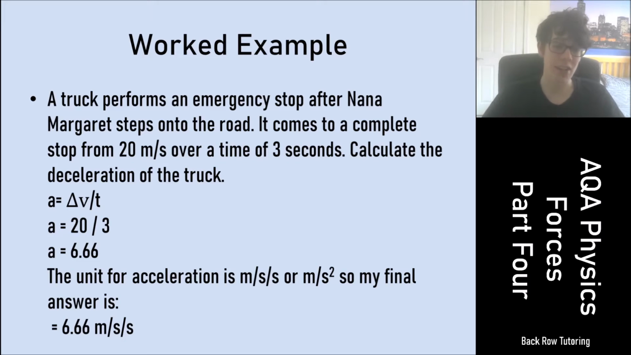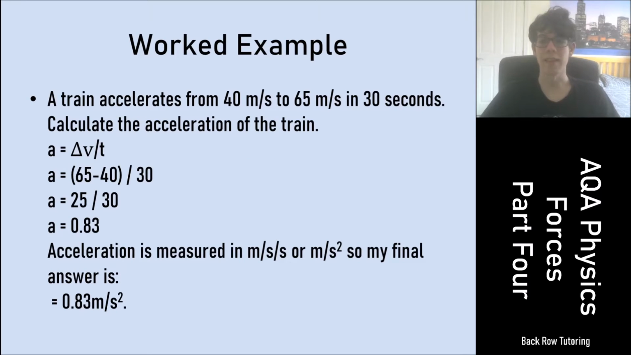Okay, so our acceleration is equal to the change in velocity divided by time. Our change in velocity is 20 meters per second, and that's because it goes from 20 meters per second to 0 meters per second because it comes to a total stop. That means our acceleration is 6.66. The unit for acceleration is meters per second squared, so my final answer is 6.66 meters per second squared.